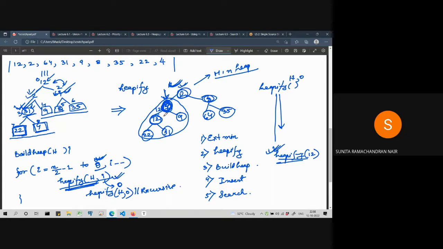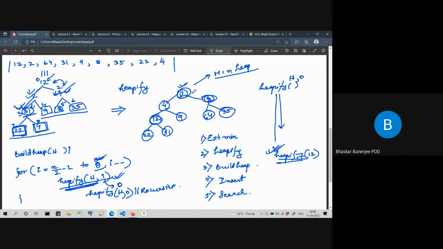Fine. So okay, that's done. So now the next thing is the insert operation. Now for the insert operation, let me just draw it on this heap only. This is 4. So inserting into a heap is quite easy.